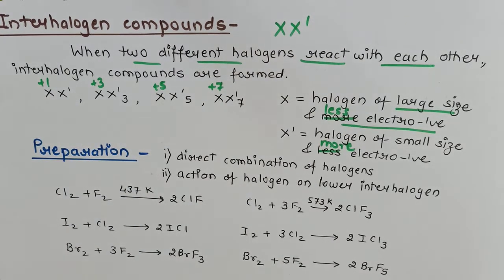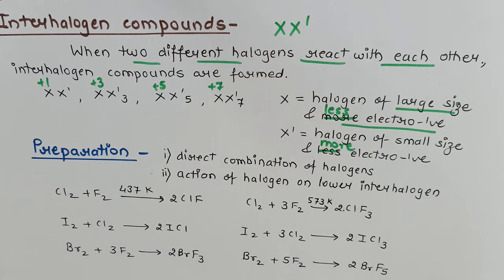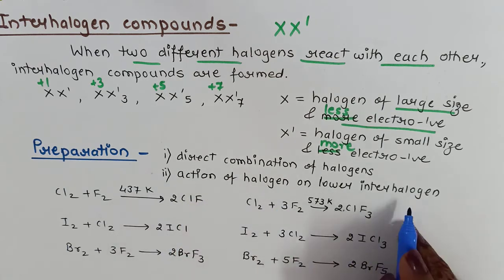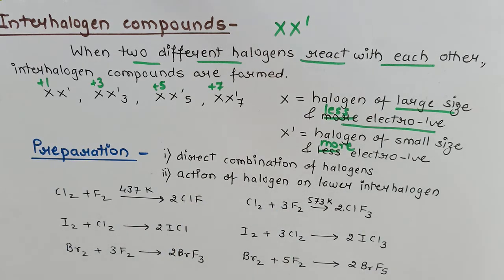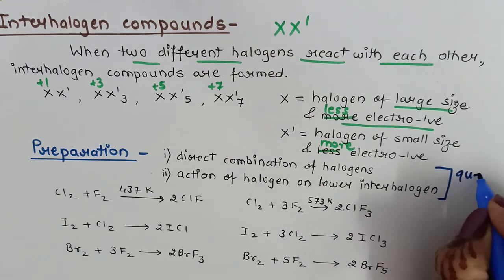There are two ways by which interhalogens can be prepared. Either by direct combination of halogens, for example chlorine and bromine are directly made to interact with each other to get an interhalogen, or by the action of a halogen on a lower interhalogen. Based on the preparation of interhalogens, you can expect a question.